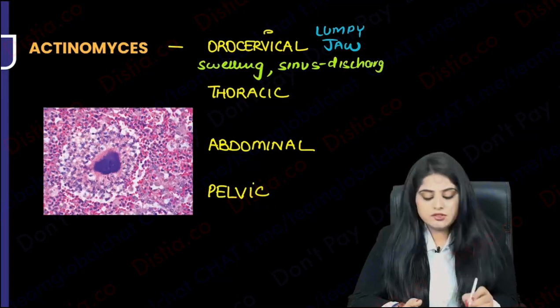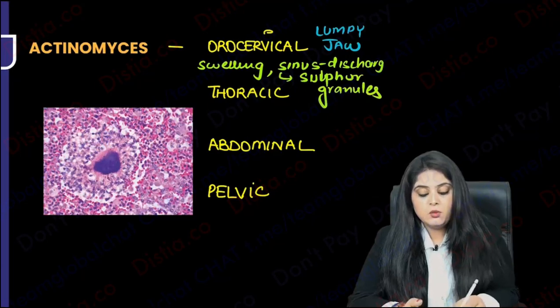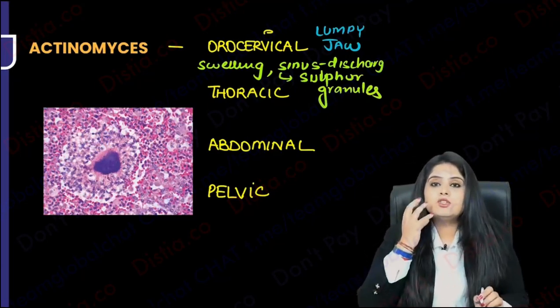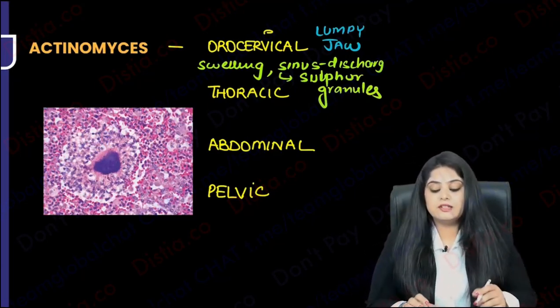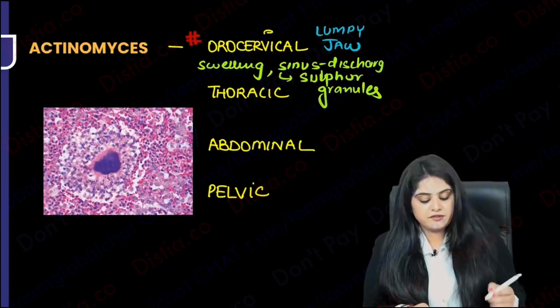And you know what kind of discharge will come out? Another S. There will be sulfur granules that you will be noticing. So repeating, what all is present? There will be a swelling in the jaw, there are going to be sulfur granules, and there are going to be sinuses that are draining it. That is if the orocervical region is affected.